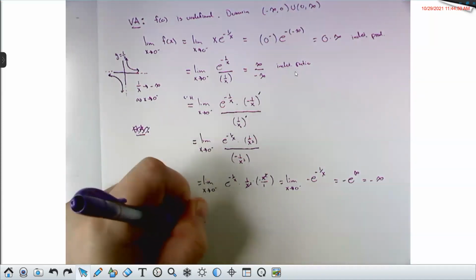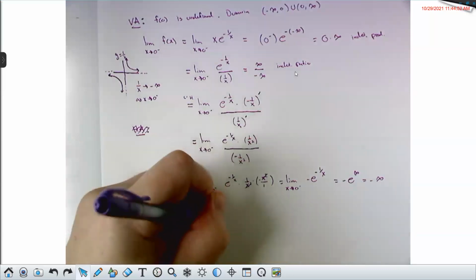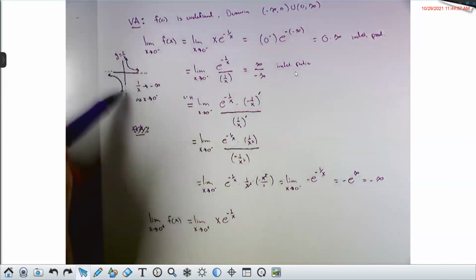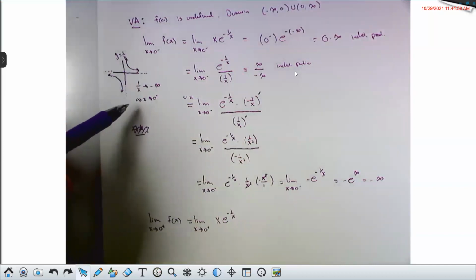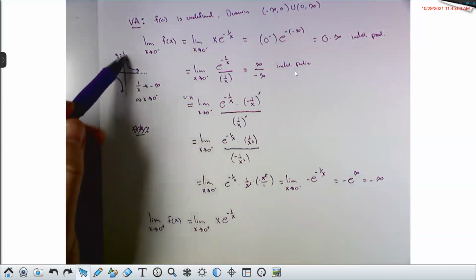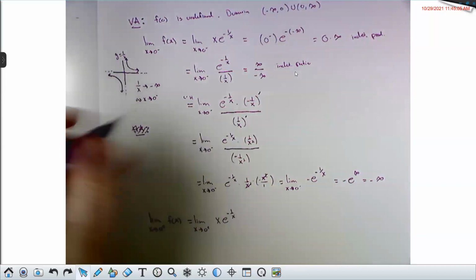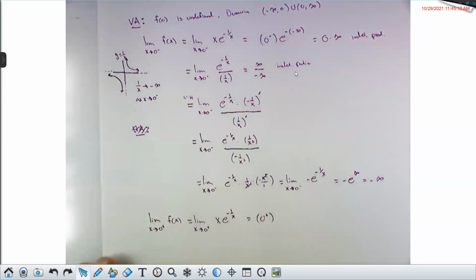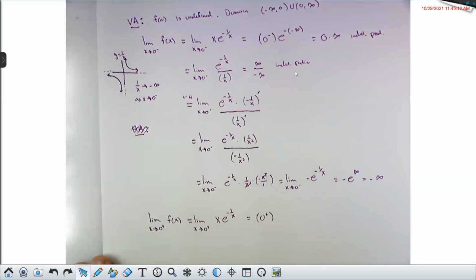This would be the limit as x goes to 0 plus of x e to the negative 1 over x. And again, I'll lean on my 1 over x graph to help me out here. As x goes to 0 from the right, 1 over x is going to positive infinity. So this I was wondering how negative e to the negative 1 over x becomes negative e to the infinity.